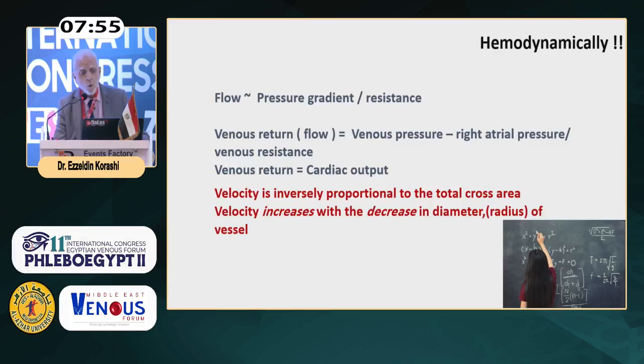Hemodynamically, we know that the flow is actually the pressure over the resistance, or the pressure gradient over the resistance. The more the resistance, the less the flow, as we all know. We have to remember that the velocity is inversely proportional to the total cross area, and velocity increases with the decrease of diameter. If there is some resistance, some stenosis, the velocity increases at the stenotic segment.